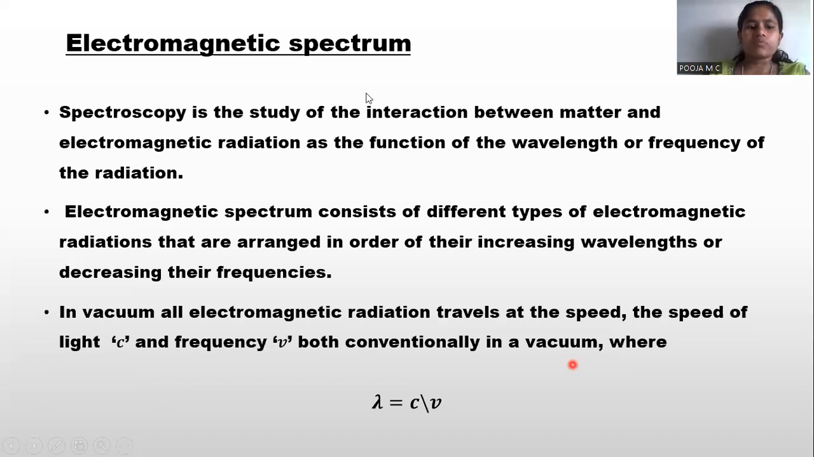The electromagnetic spectrum. First of all, we will know the definition of spectroscopy. Spectroscopy is the study of interaction between matter and electromagnetic radiation as a function of wavelength or frequency of the radiation. The electromagnetic spectrum consists of different types of electromagnetic radiations that are arranged in order of their increasing wavelengths or decreasing frequencies. In vacuum, all electromagnetic radiation travels at the speed of light c, that is 3 x 10^8 meter per second, and frequency v, both conventionally in a vacuum.